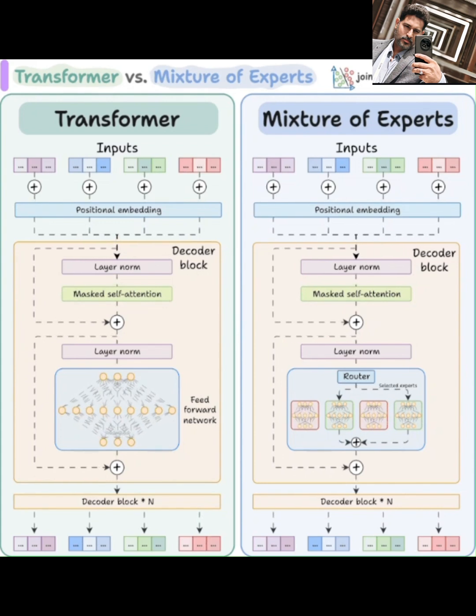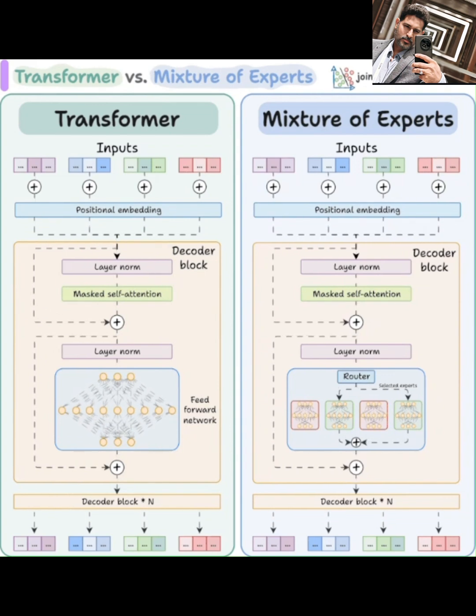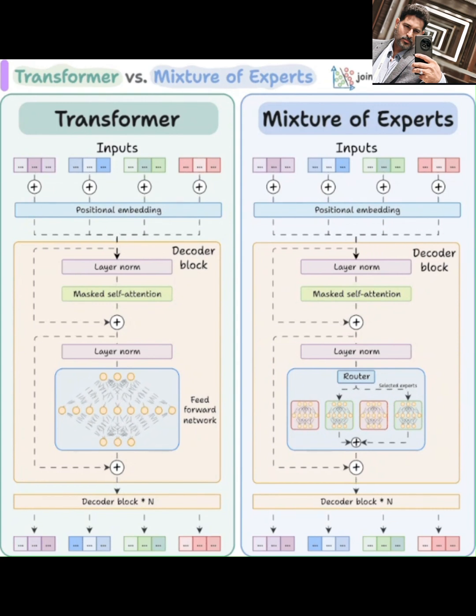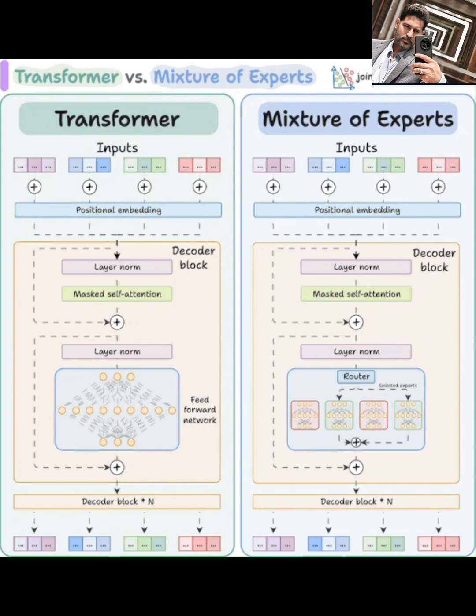Just like in the transformer, this MoE decoder block can also be stacked multiple times, *n, to build a deeper and more capable model, eventually leading to the final outputs. So, what's the big takeaway? The standard transformer uses one large feed-forward network to process all the data. The mixture of experts, on the other hand, uses multiple smaller, specialized expert networks, and a router intelligently directs the data to the most relevant experts.